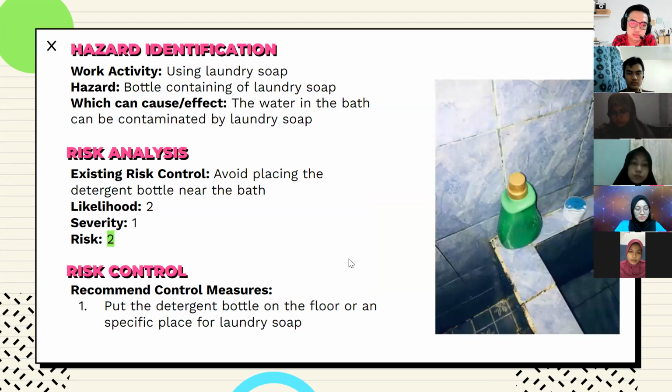Next, the next is hazard identification. Work activity is using laundry soap. The hazard is the bottle containing laundry soap, which can cause the water in the bed to be contaminated by laundry soap. Risk analysis: existing risk control is to avoid placing the detergent bottle near the bed. Likelihood 2, severity 1, and risk 2 is low. Recommended control measure is to put the detergent bottle on the floor or in a specific place for laundry soap.